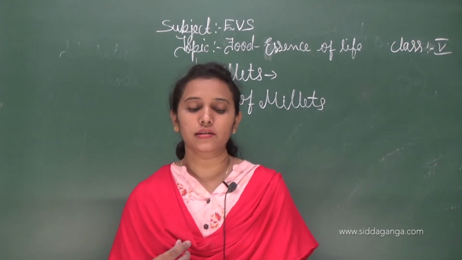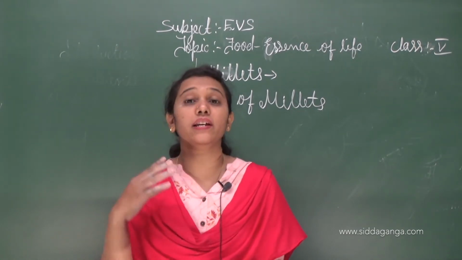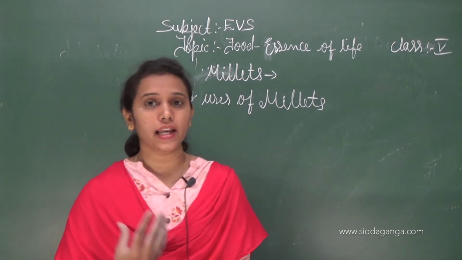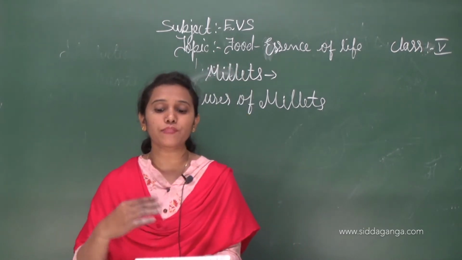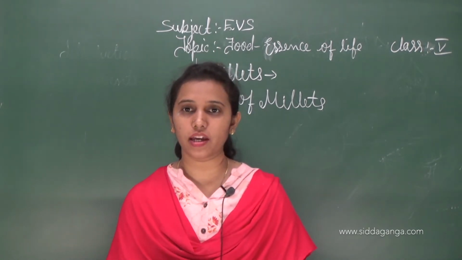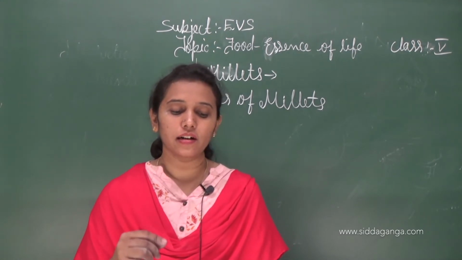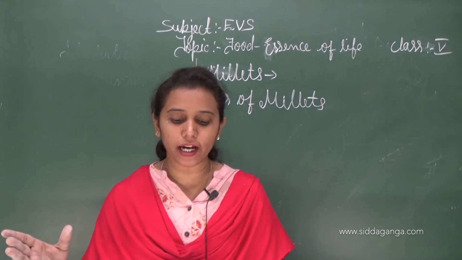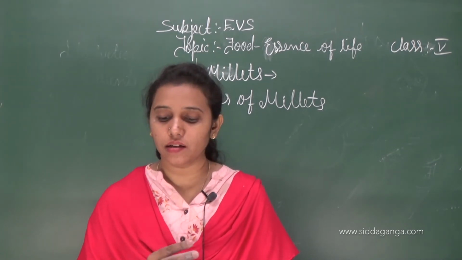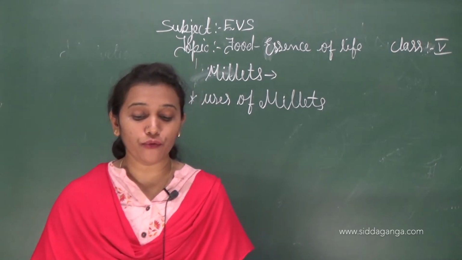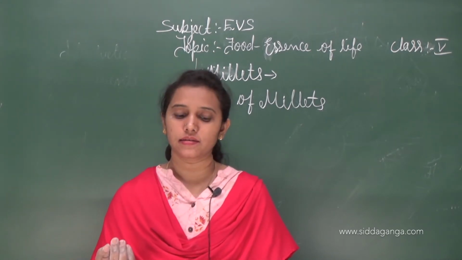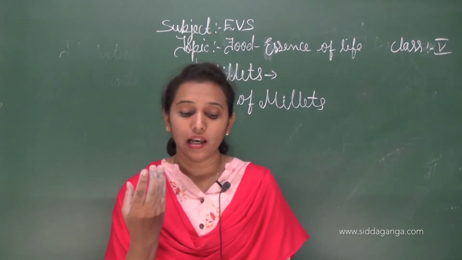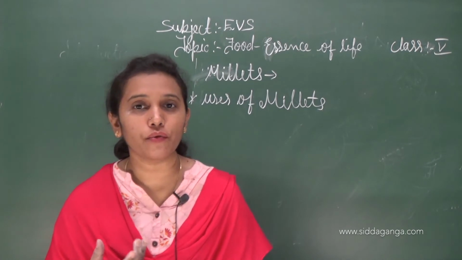See here, listen here. When there is a decrease in agricultural land, the production of food becomes very less. Once again I will repeat here, children. When there is a decrease in agricultural land, what happens? The production of food becomes less. Very easy.